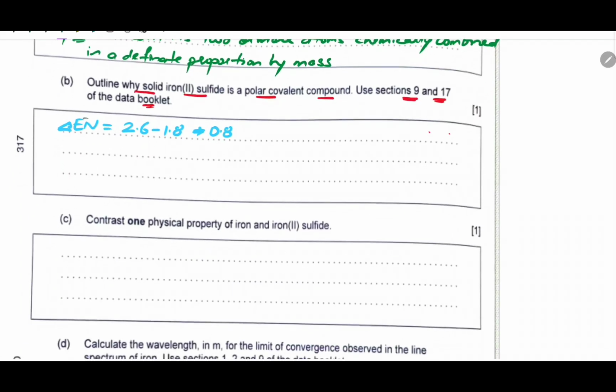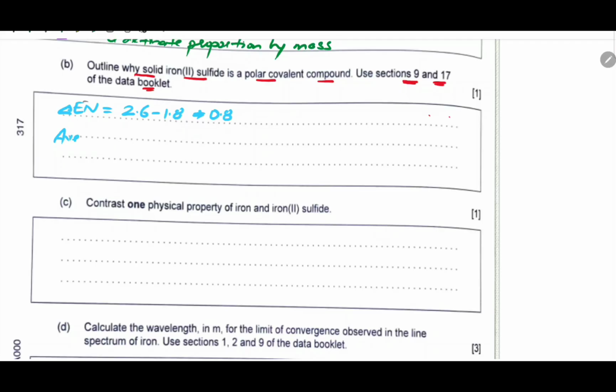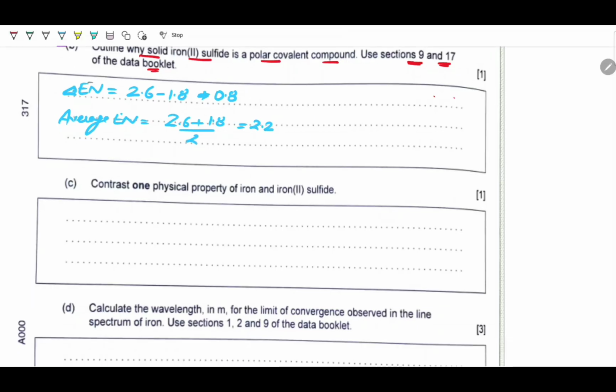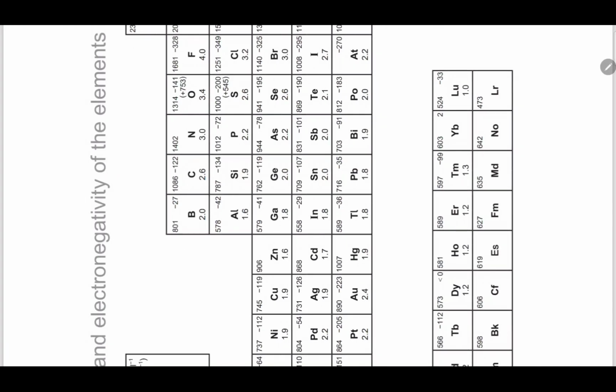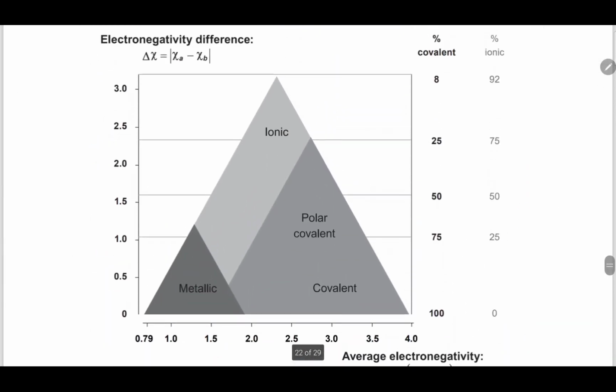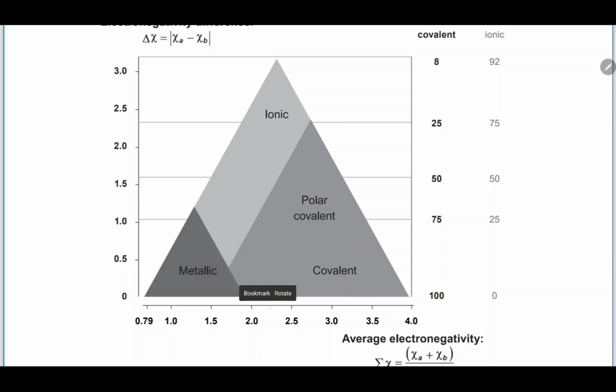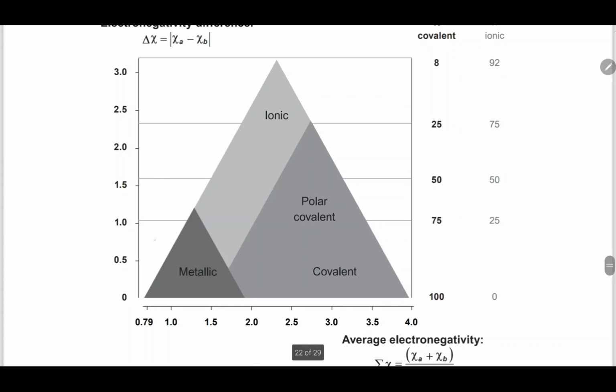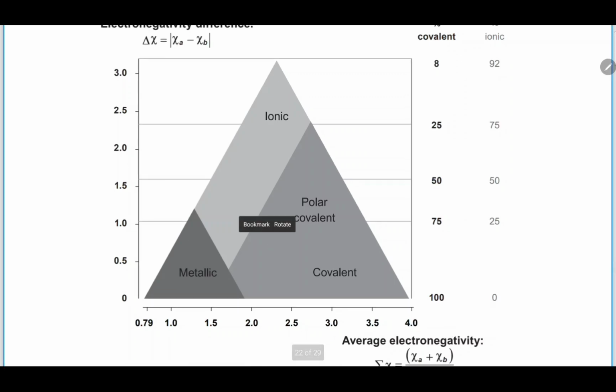And if I find the average electronegativity, it will be (2.6 + 1.8) divided by 2, which is 2.2. If I see the bonding triangle with these two values, the electronegativity difference is 0.8 and the average electronegativity is 2.2. It means the compound will lie in the range of polar covalent compounds, not in the ionic range. Hence, it cannot form an ionic compound.